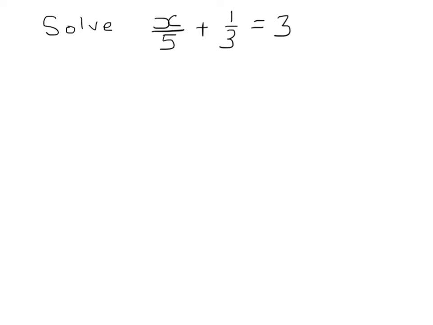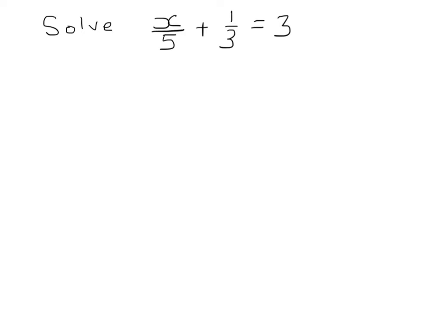We'll look to solve this linear equation, which involves fractional terms. On the left-hand side, we can see we actually have two fractional terms, which are added together, and on the right-hand side we have the number 3. Our approach here is to find the lowest common denominator and make all terms in the equation equivalent.